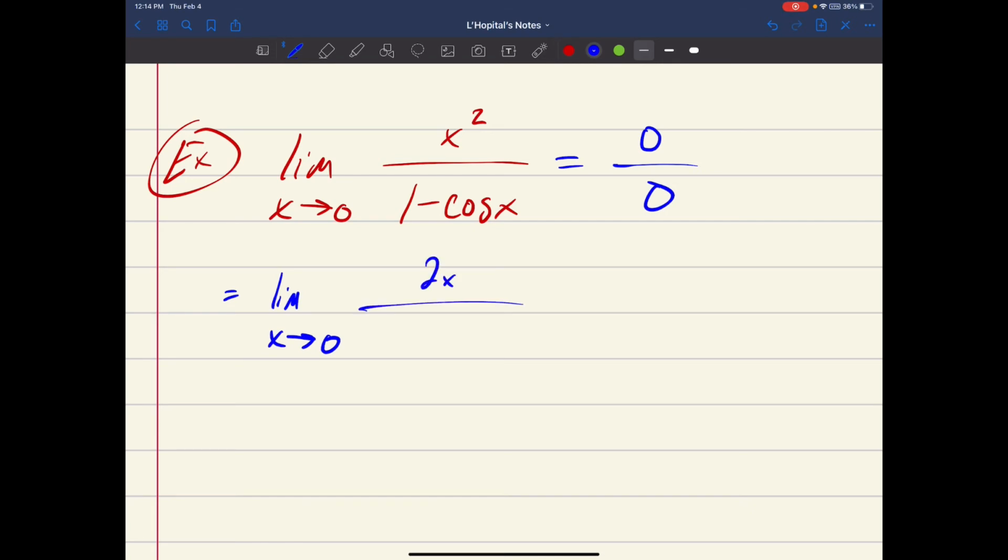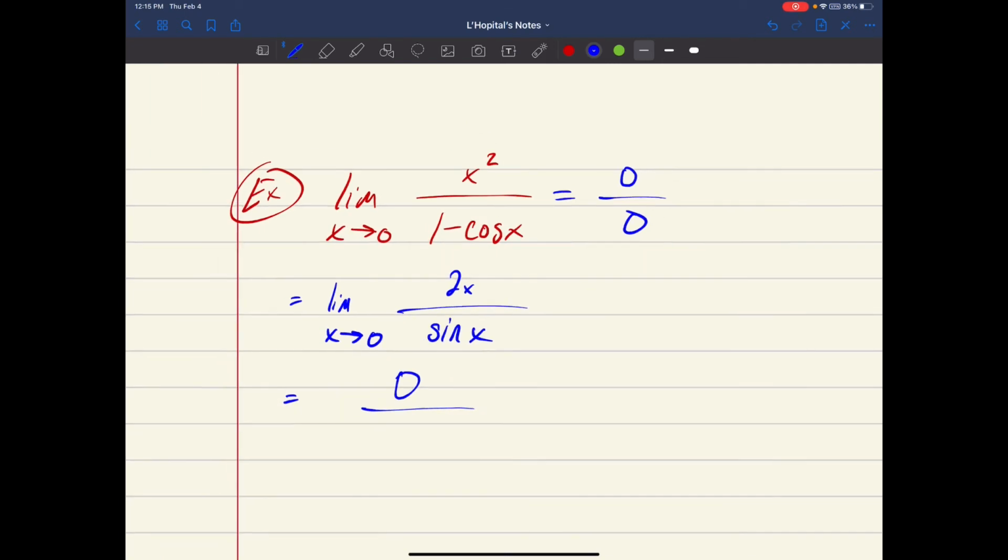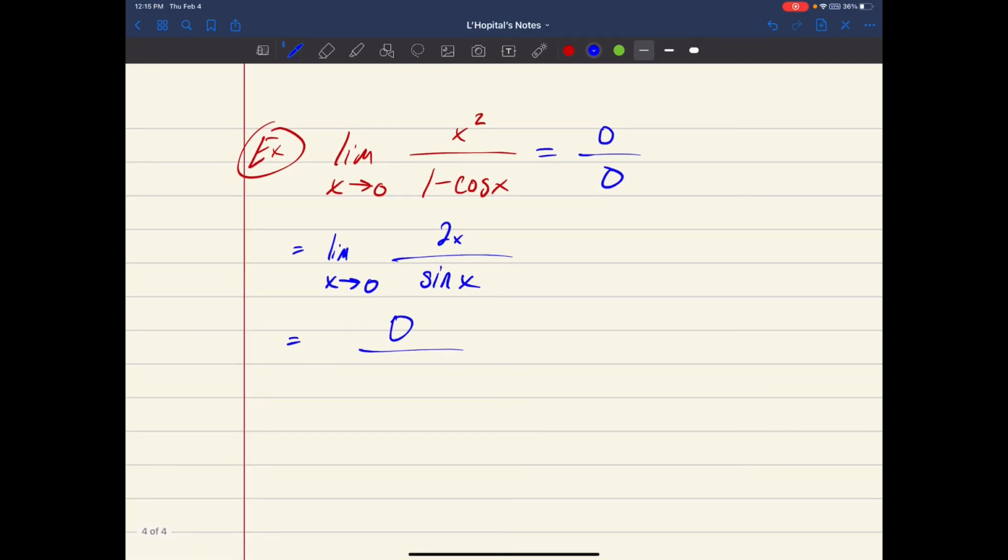And so the numerator is 2x. In the denominator, the derivative of cosine is the negative sine, and then we have that negative in front of it, so this would be positive sine. And if we evaluate this, 2 times 0 would be 0. And then as long as sine of 0 is not 0, if it's a number, then we have a limit value. So this one, sine of 0 is 0. So we don't have the limit value. So then we have to go through this one more time.